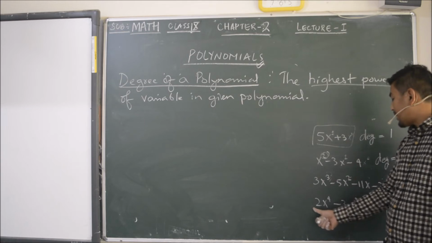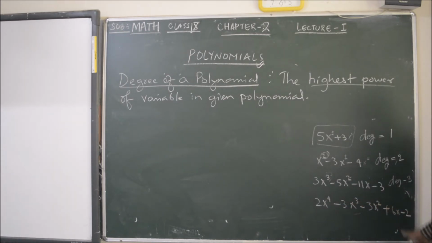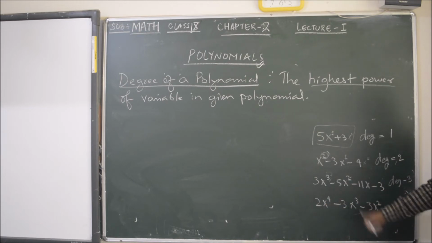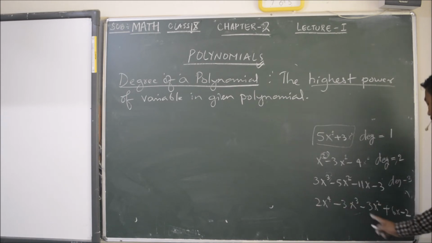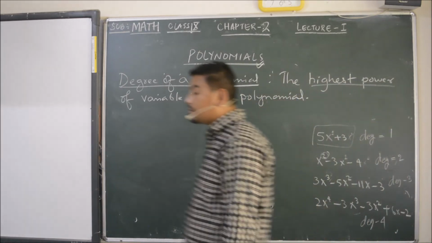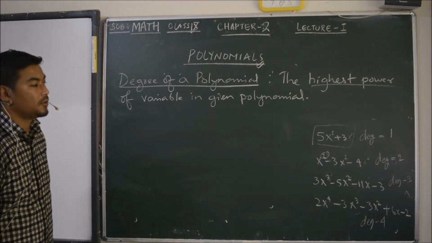Similarly, for the last one, look at the power of x. Just remember, we always look for the power of x. Here power of x is 4, 3, 2, 1, and here power of x is 0. Among all these, 4 is the highest. So the degree of this last polynomial is 4. I hope you see how to find the degree of a given polynomial.